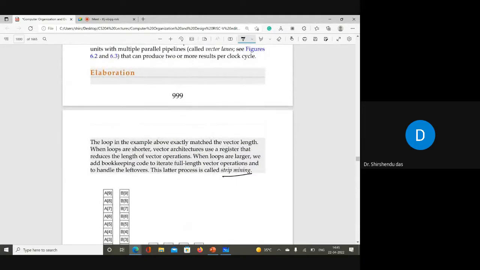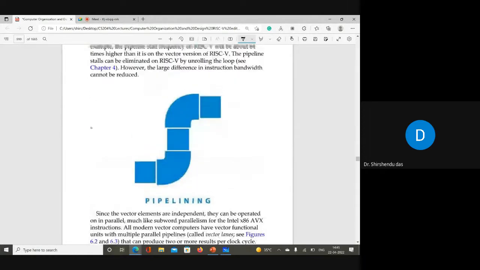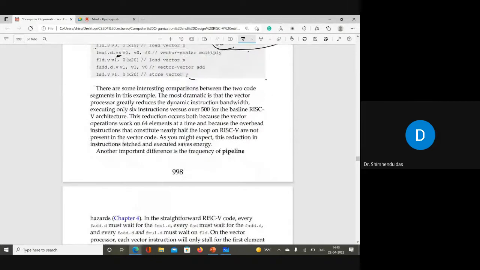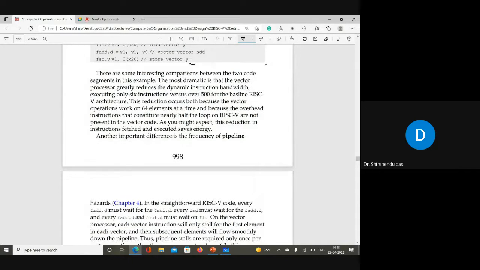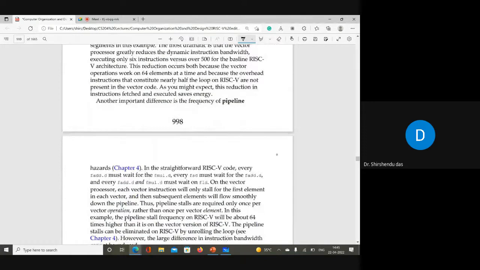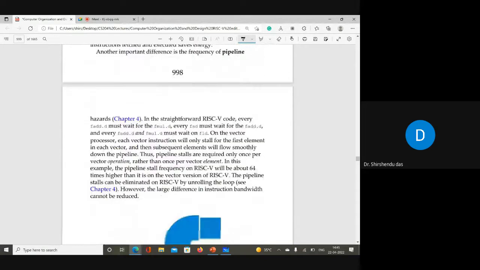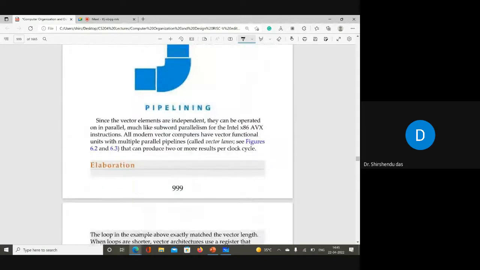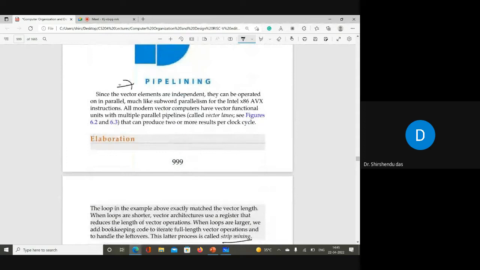So let me go up. I've explained this example. After this you just read this section, and once you read it you will understand everything. This computer is not scrolling. Let me scroll it from here. Okay, it is scrolling from here, and then you'll see the pipelining section. When you come to the pipelining section, the same things are written.